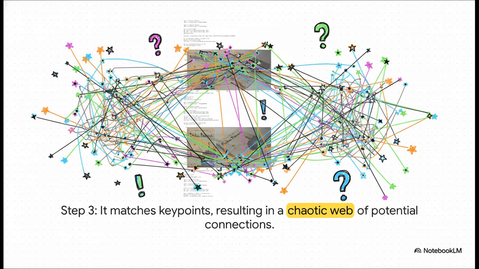All right, now for step 3, the matching. The computer takes every single keypoint from the first image and tries to find its best buddy in the second image. And the result? Well, you can see for yourself. It is a complete and total mess. It's just this chaotic web of lines going everywhere. A lot of these matches are obviously wrong, but that's actually okay. It's part of the process.